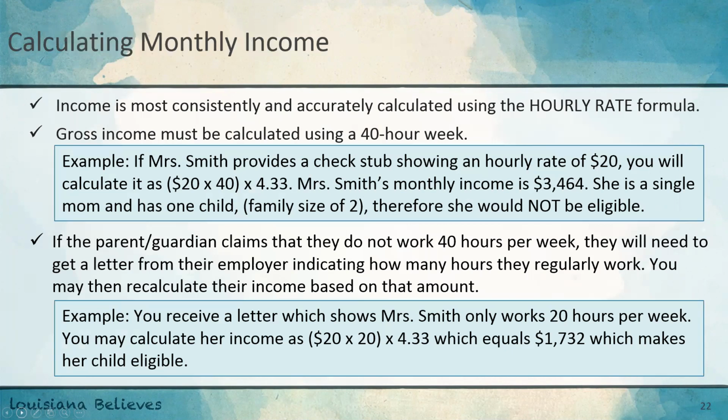Mrs. Smith claims she does not work 40 hours a week. In these instances, the parent will need to provide a letter from their employer indicating the number of hours they actually work. You can use this to recalculate their income. Mrs. Smith provides this letter from her employer that shows she only works 20 hours per week. You may calculate her income as $20 per hour times 20 hours per week times 4.33, which equals $1,732, which makes her child eligible.